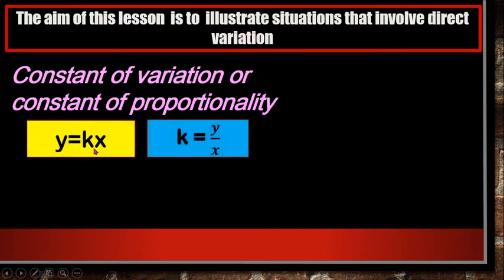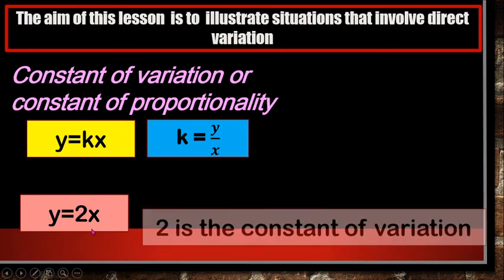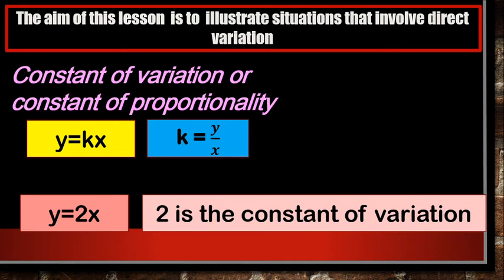Now, we are going to derive the formula of the constant of variation or constant of proportionality by cross-multiplying the x here into y. So, if we divide both sides by x, we get k is equal to y over x. Now, here is the formula for the constant of variation. Y is equal to 2x. For example, in this given, what do you think is the constant of variation? That is 2. 2 is the constant of variation.